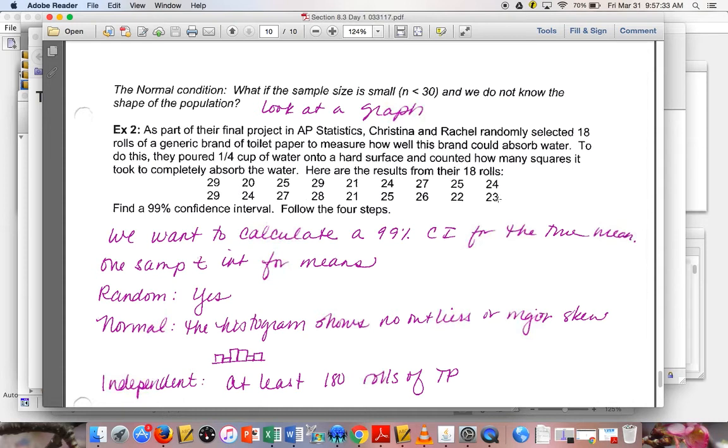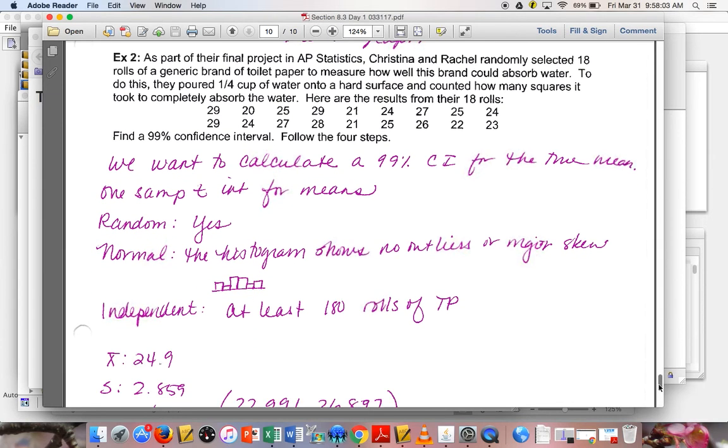Here's some data here. Now in this one, you're trying to find a 99% confidence interval for the true mean number of squares of toilet paper that it takes to absorb this much water. I know they don't give me the population standard deviation, so I have to use t. For the random condition, it says they randomly selected. What I did is I put all that data into a list, and I looked at the histogram. You could look at a box plot if you wanted, or the normal probability plot.